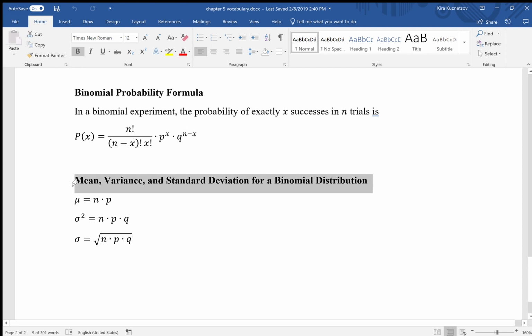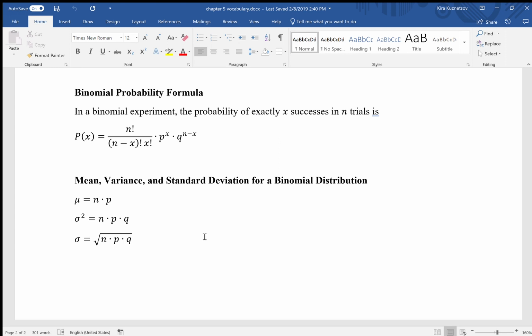And the following formulas are the mean, variance, and standard deviation. Because just like all the other distributions, you should be able to find a central tendency, and you should be able to find the spread. In my next video, we will look at examples out of section 5-3.